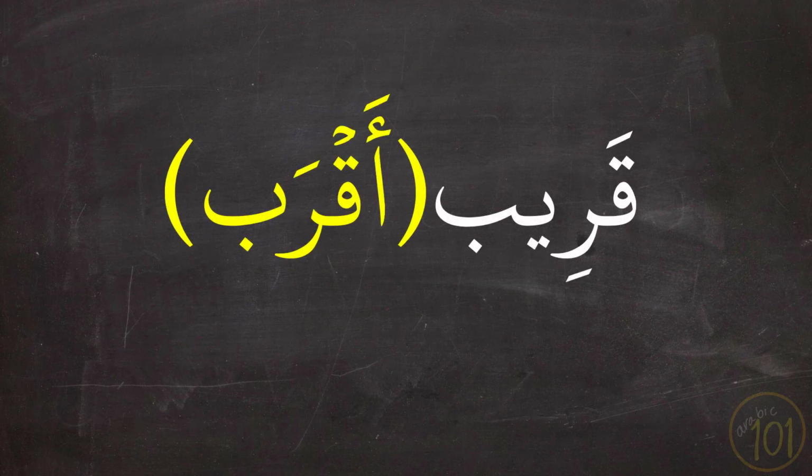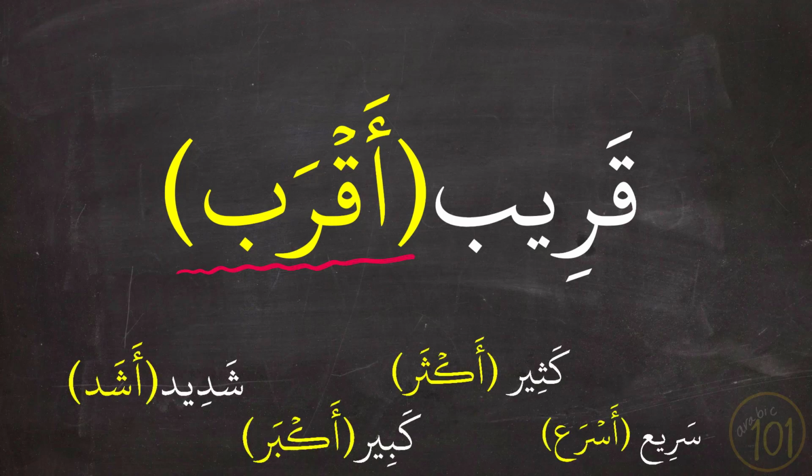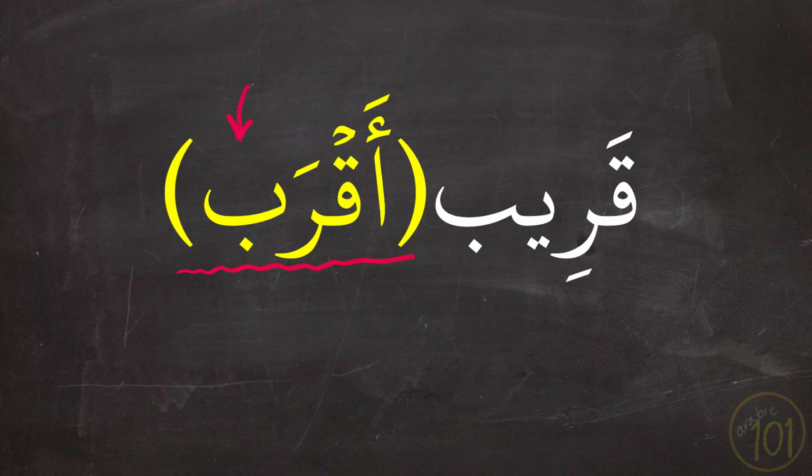Next is the word qareeb, which means near, and aqrab, which means nearer. And here, as you can see, I included a word between brackets along with the adjective, and also with other adjectives, as you must have seen in the first half of the video. So why is this word here? This word, and others like it, as you might have guessed, are comparative forms of their adjectives.